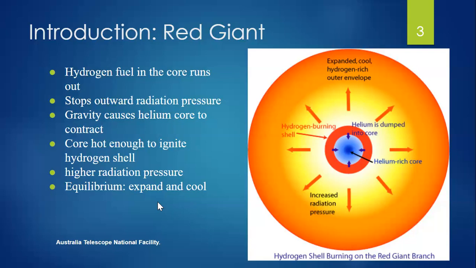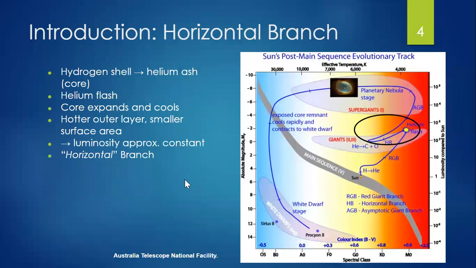And it will begin to cool down to try to reach equilibrium. Now, next we have the horizontal branch. The hydrogen burning shell dumps helium onto the core. Eventually, there will be enough helium in the core to create a helium flash, and that's when all the helium is ignited at once. It burns really quickly, and it causes the star to flash, quote unquote.